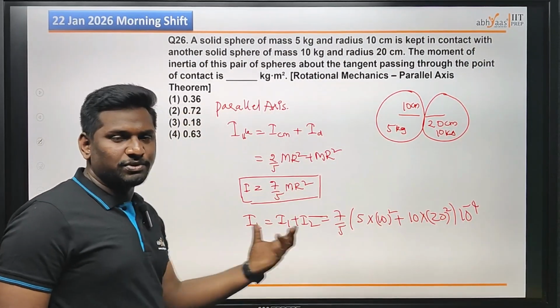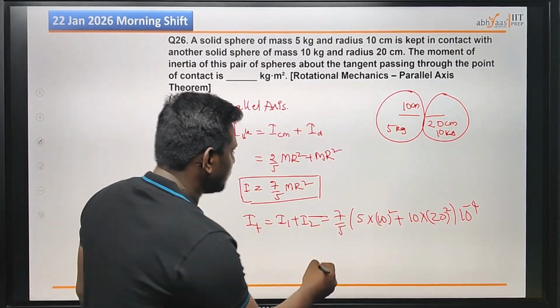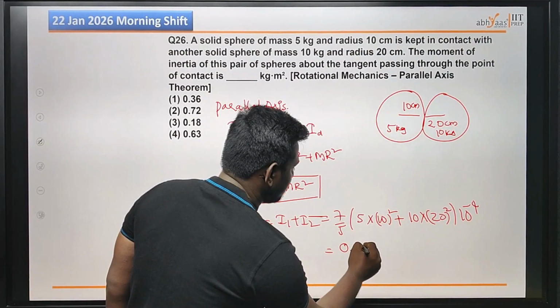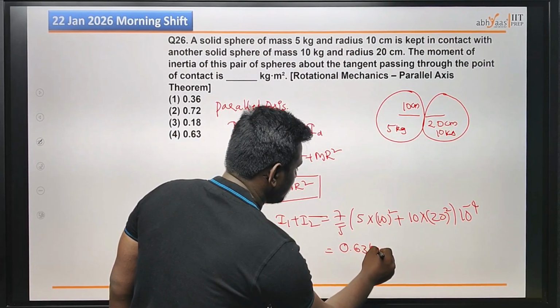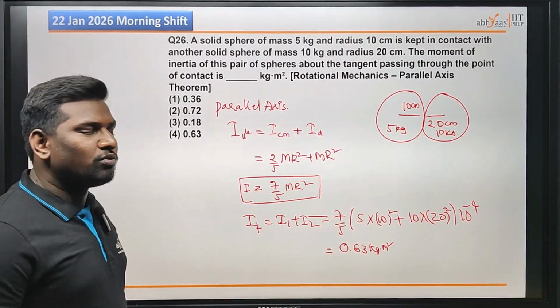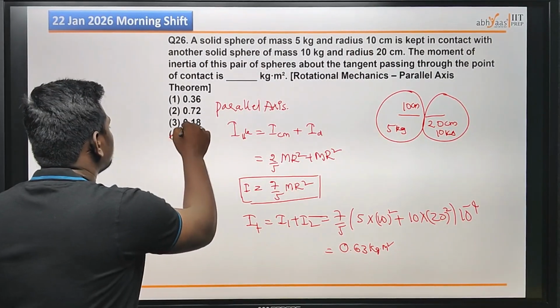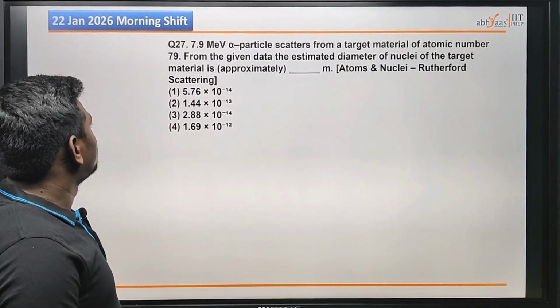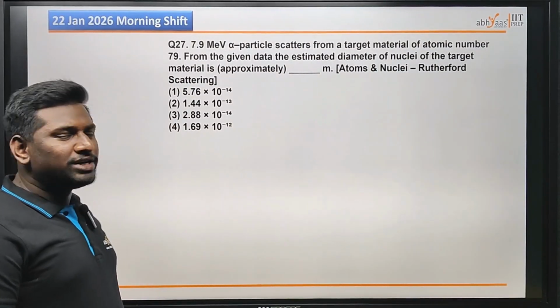So if you solve this, you will get the answer 0.63 kg meter square. So what is the correct answer? Option 4 is the correct. So next question. See that question number 27.